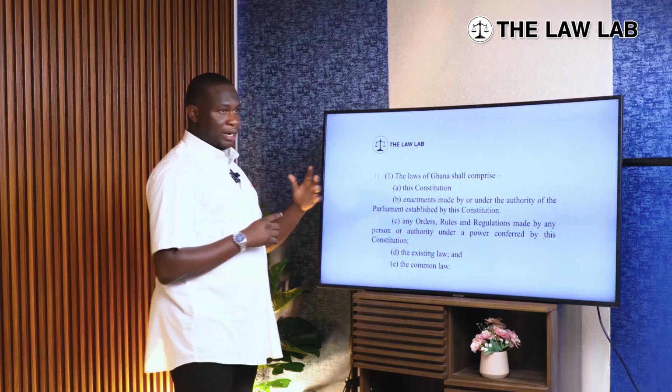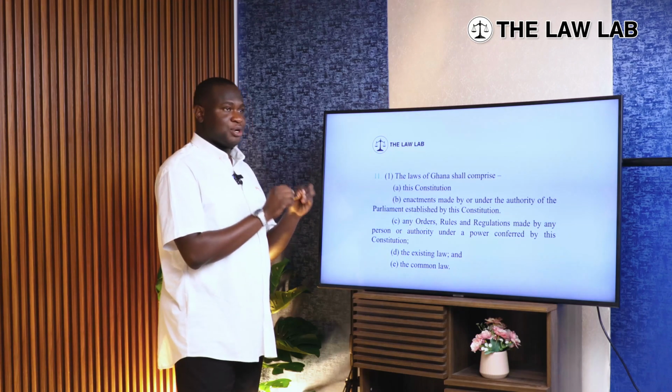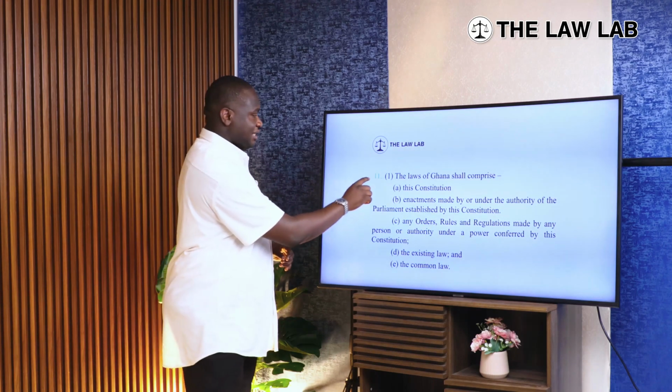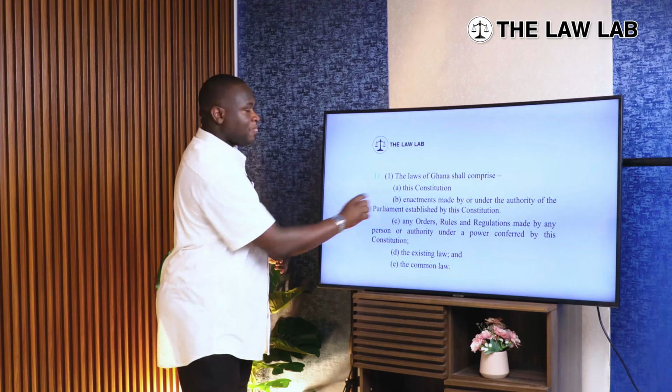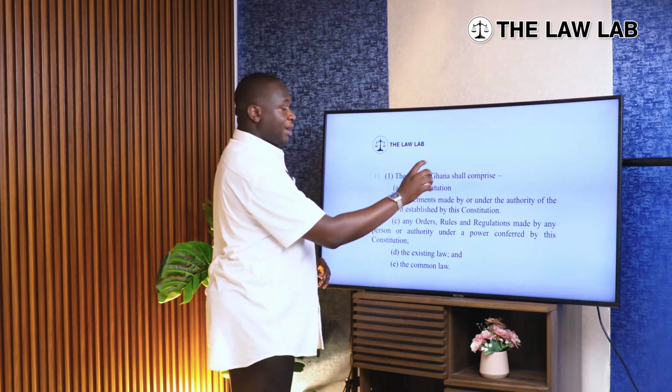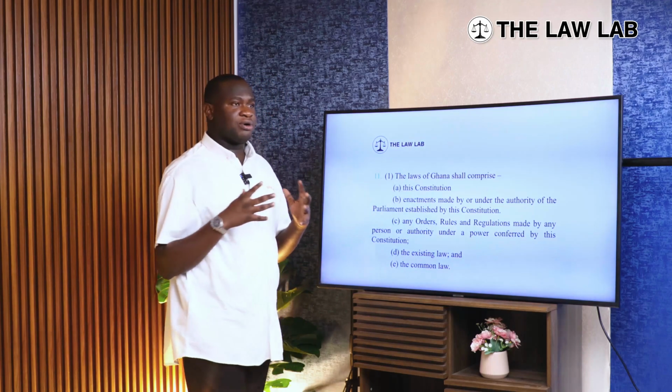So Article 11, Clause 1. Remember, the Constitution is read in articles, clauses, and paragraphs. So with this, we have Article 11, Clause 1, Paragraph A. And it reads, the laws of Ghana shall comprise A, this Constitution. Now, our Constitution 1992 was promulgated on the 7th of January 1993. Remember, in the celebrated case of Tufuor v Attorney General, Sowah JSC told us that the Constitution has its letter and equally has its spirit, and that the Constitution should be construed as a living organism capable of growth.